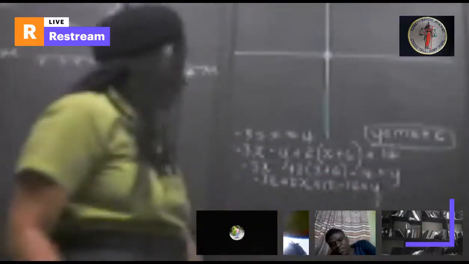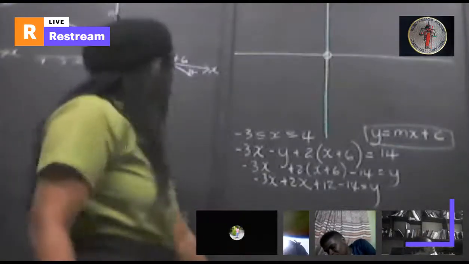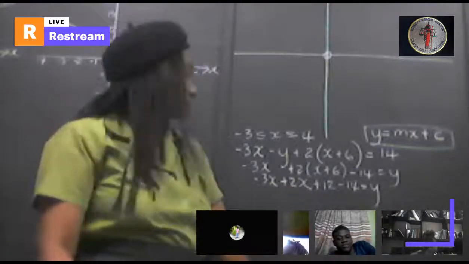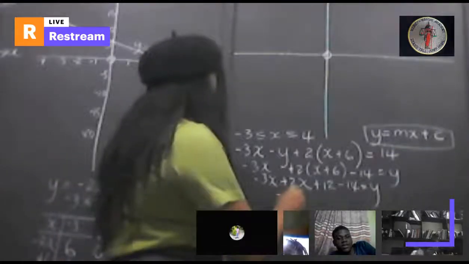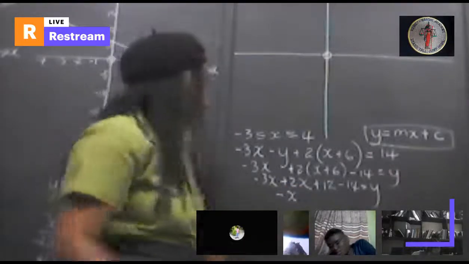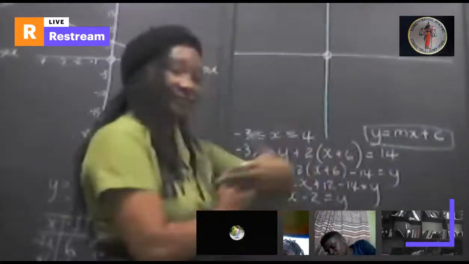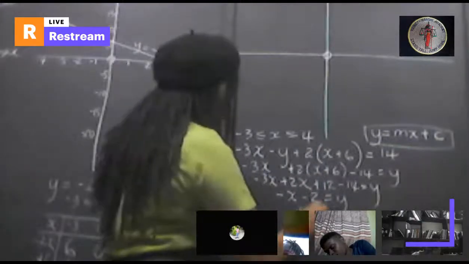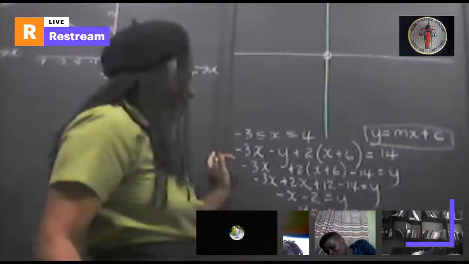So simplifying now, we group our like terms. Negative 3x plus 2x would give you negative x. And 12 minus 14 is negative 2. So now we simply have to shift things around because we want the y on the left, preferably, right? Y is negative x minus 2.